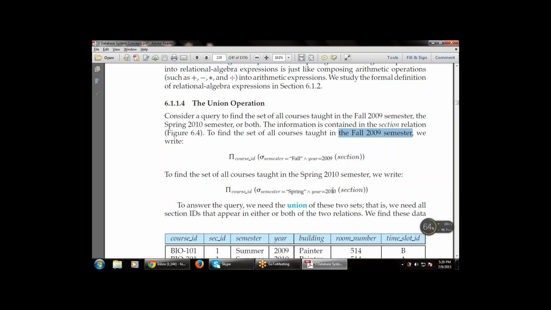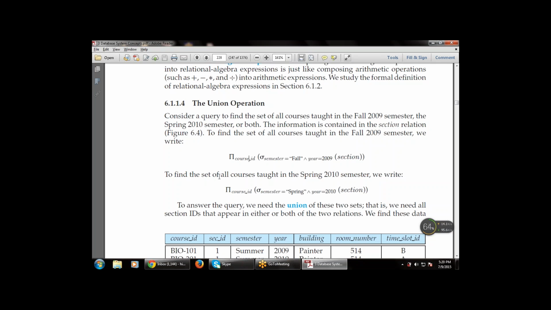And from which table? The table name given is section. So the condition is semester equals fall and year equals 2009. Both conditions must be satisfied, and they are joined by the connector. And this is the pi course ID, which finds the course ID.